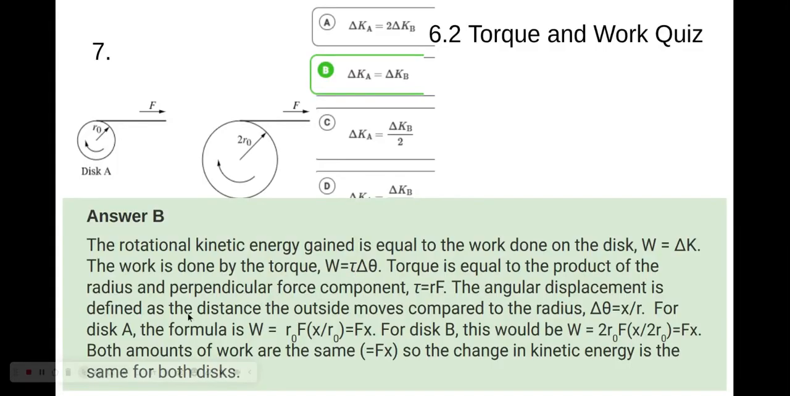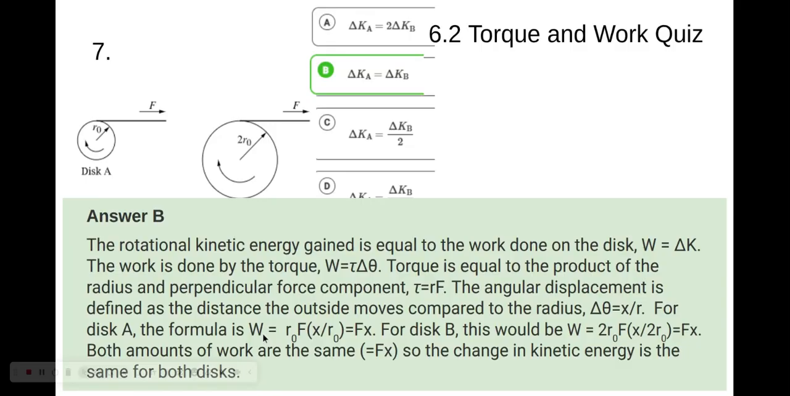The angular displacement defines the distance the outside moves compared to the radius. So here's a key. You've got to understand that the angle this makes when it spins is related to how much string is being pulled right here. The same amount of string is pulled, but this one's going to go half as far. So those two factors are going to cancel each other out.